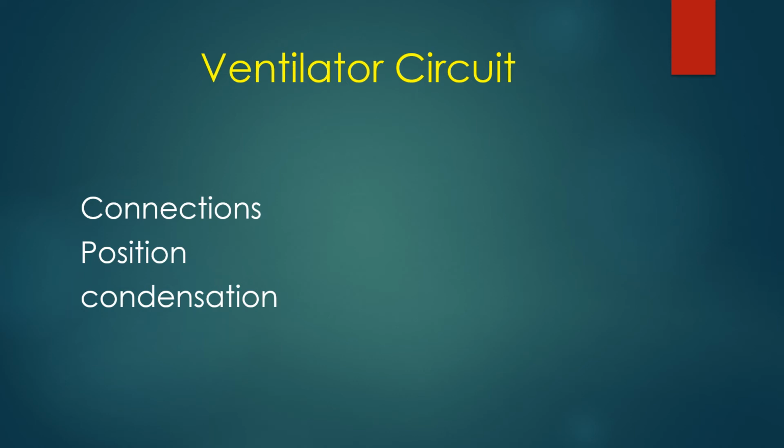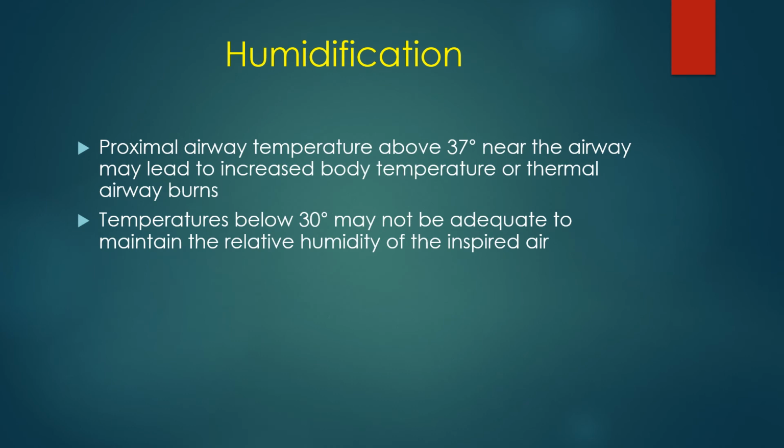We want to check for condensation in the tubing. If there's a lot of water sloshing around in there, we need to drain the water out of the tubing. We used to have a lot of problems with condensation in the tubing before somebody invented heated wire circuits. And the heated wire circuit is going to help prevent all of this rain out in the humidifier. And we'll talk about that here in just a minute.